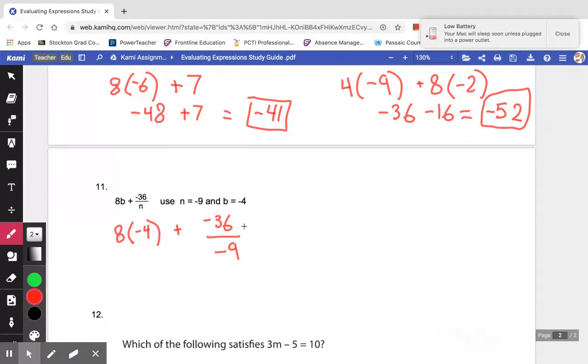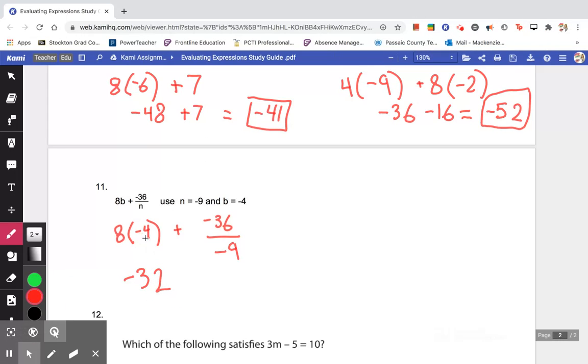So when you go to do order of operations here, again, remember that this fraction does mean to divide. So I'm going to do my multiplication first, then divide, then add. So 8 times negative 4 will be a negative 32. And then negative 32 plus, and then again, this is division here. So when we have division, negative 36 divided by 9 will be a positive 4. So negative 32 plus 4 will be a negative 28. So that will be our answer for number 11.